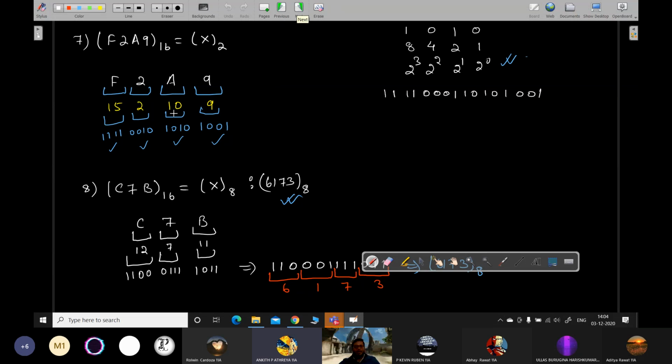Tomorrow we'll see. Sir, can we leave it in fraction? Can we? In the decimal number system, can we leave it in fraction, sir? Where?